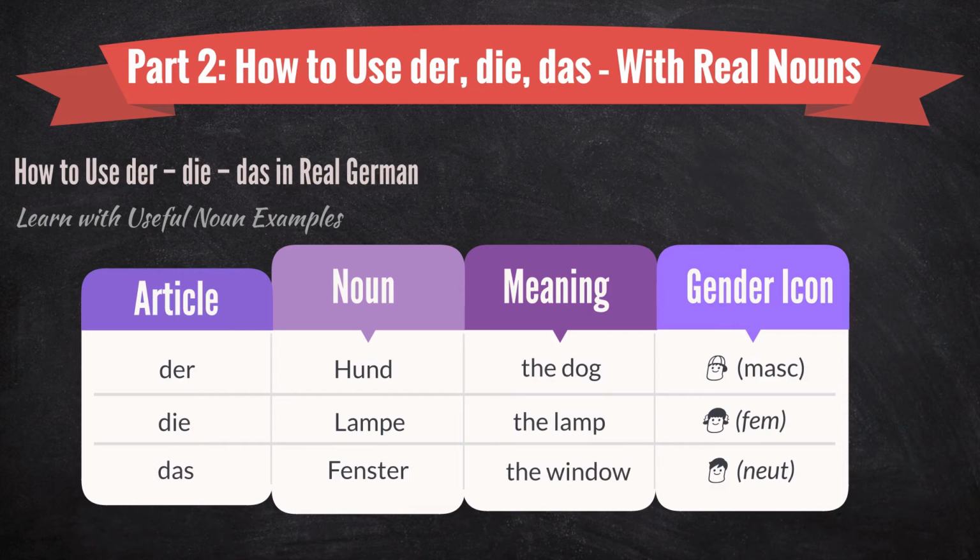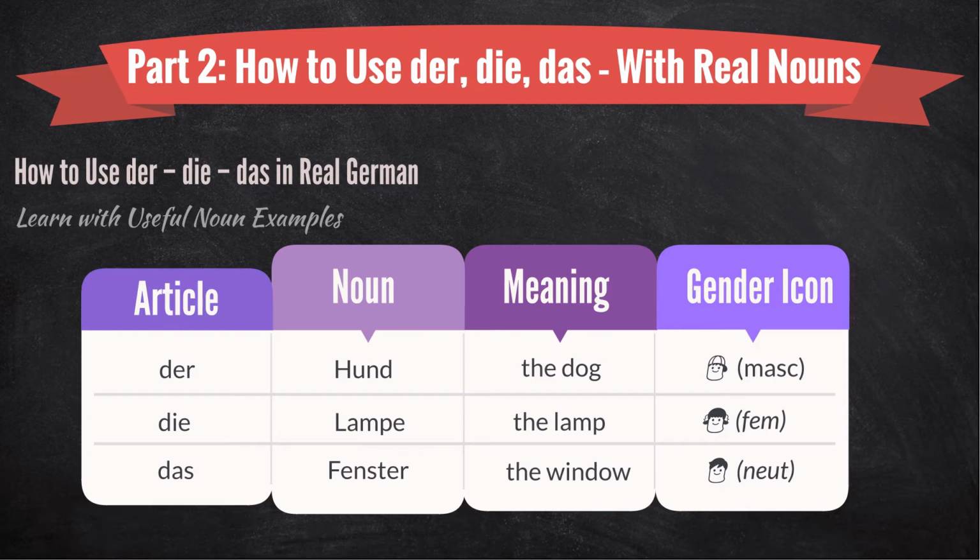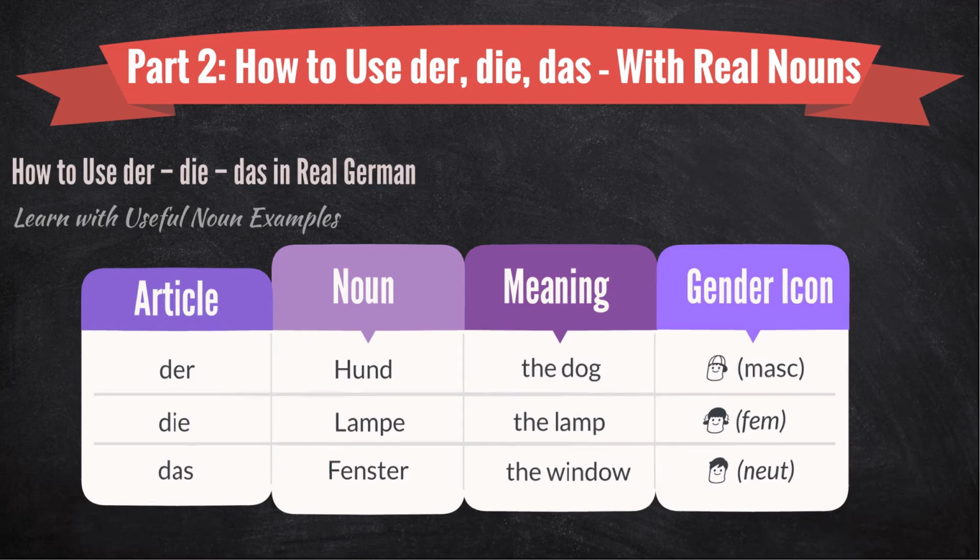So every time you learn a new German noun, make sure you say the article with it. It will help you speak correctly and also remember the gender more easily. In the next part, we will look at more common nouns in each category, so you can begin to recognize patterns.